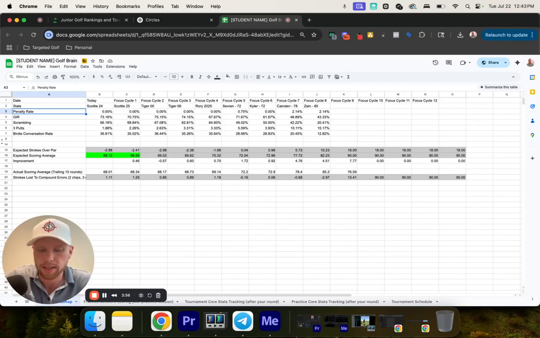Another one is going to be, hey, we missed the green on our approach shot and we're chunking and blading our chip shots. It's one of the more common ones that I see, especially among players who are shooting higher scores, potentially in the mid 80s, high 80s, 90s.